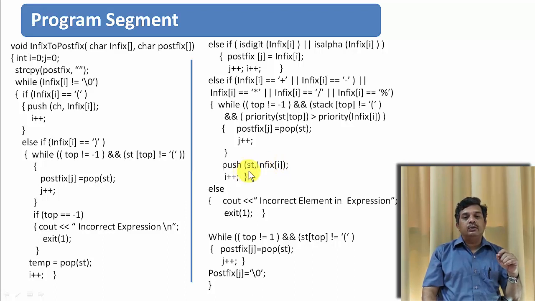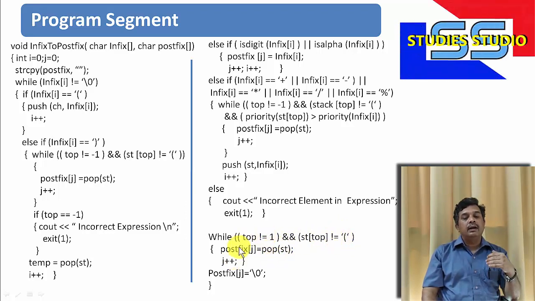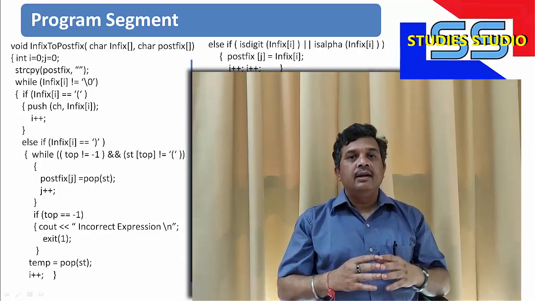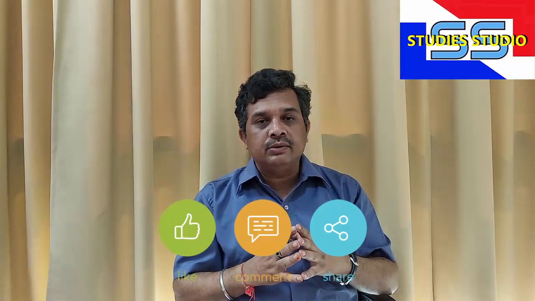So you have to continue this while top is not equal to -1 and top is not equal to left curly bracket, then you have to pop it up and write it in the postfix expression. j will be incremented by 1 and at last you are writing the last character of the postfix expression, that is \0. I hope you understood the algorithm, the example, the program, the basic ideas that we used.